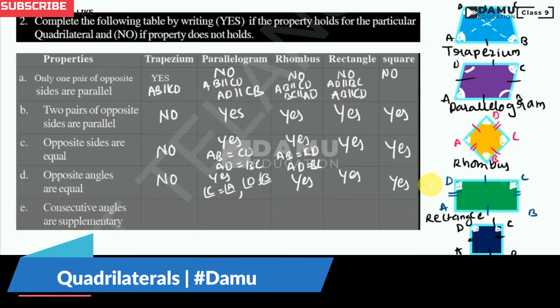Then the next condition is, consecutive angles are supplementary. Consecutive angles are supplementary means if you add two angles, we need to get 180 degrees. If you add on this side, we will get a straight line. So here there are no parallel lines to each other. So for the trapezium there are no consecutive angles that are supplementary. Why?